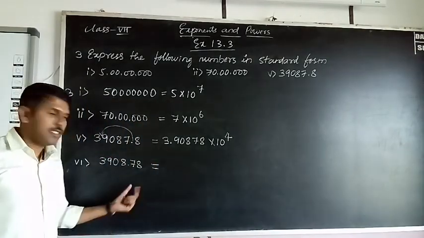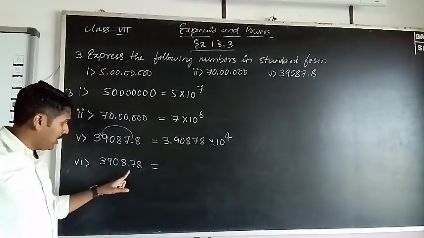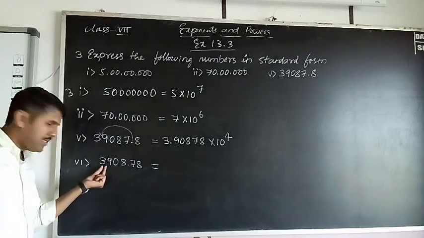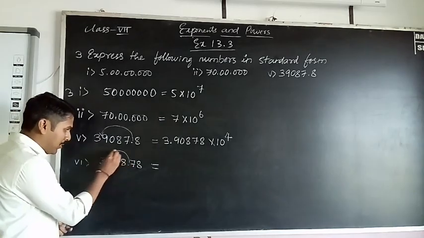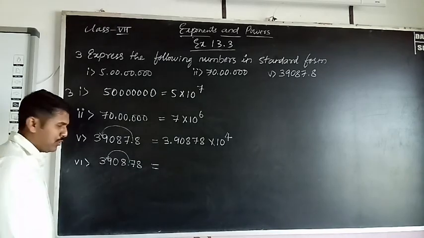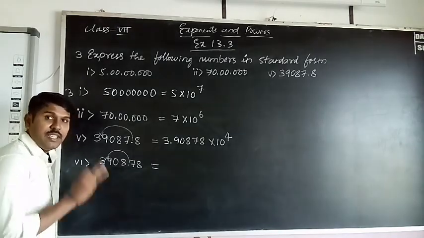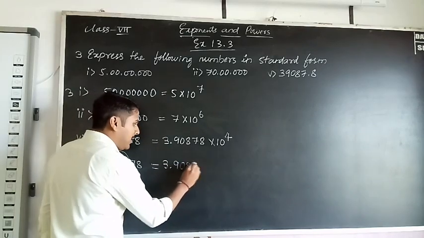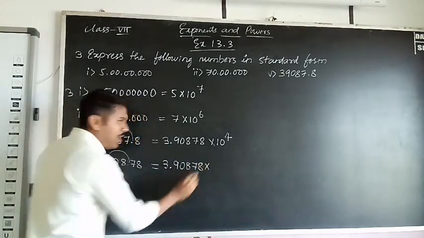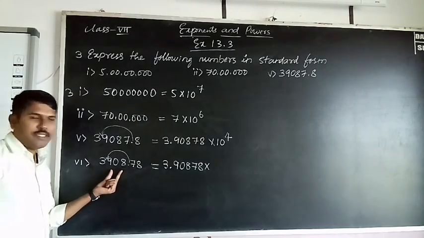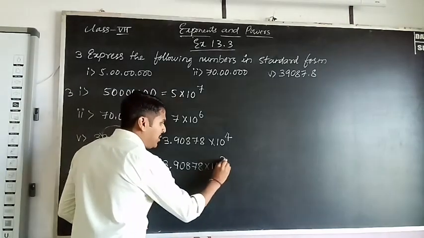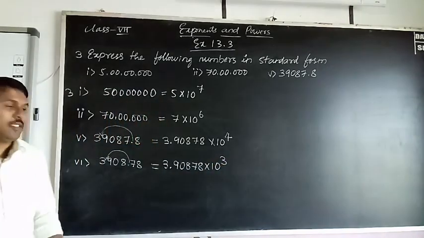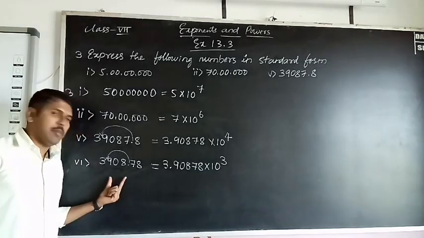So take this one, the sixth one. Here the decimal point is here. You have to take it here. So shift this one. Total how many places have you shifted? 3 places. 3.90878 into how many places have you shifted? 3 places. That means 10 raised to 3. That's it. Okay, this is the standard form of this number.